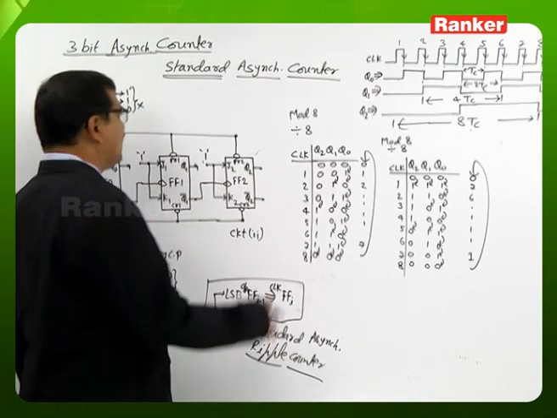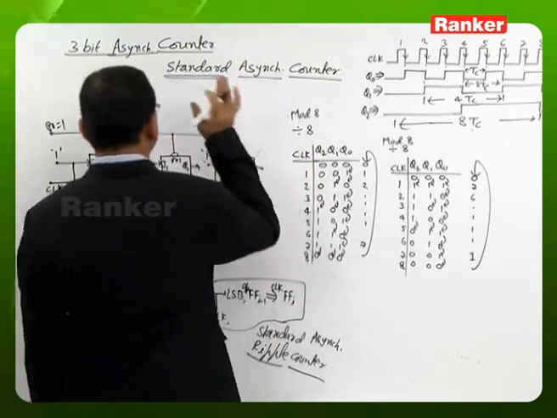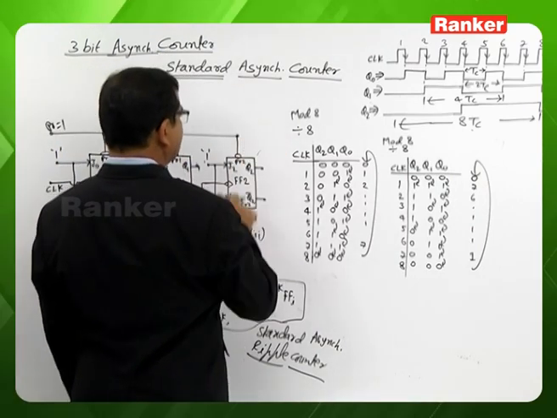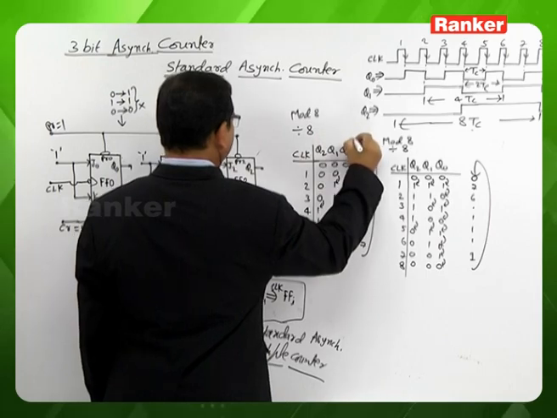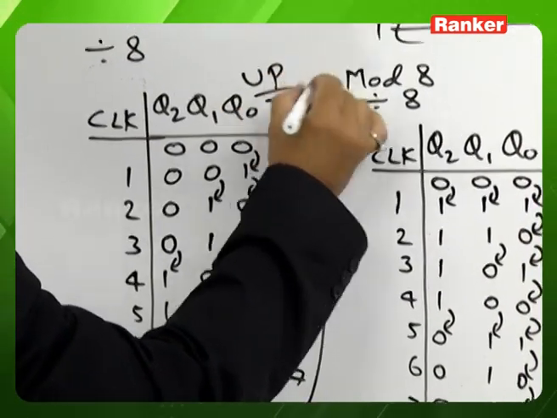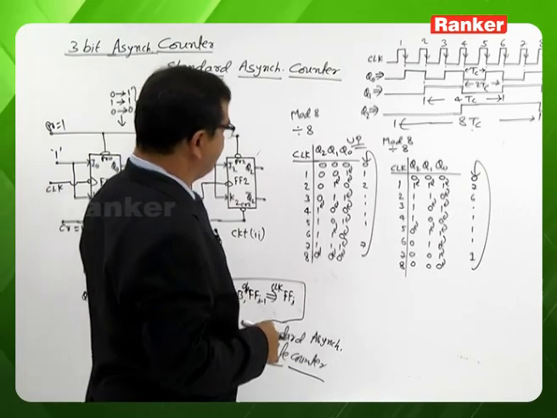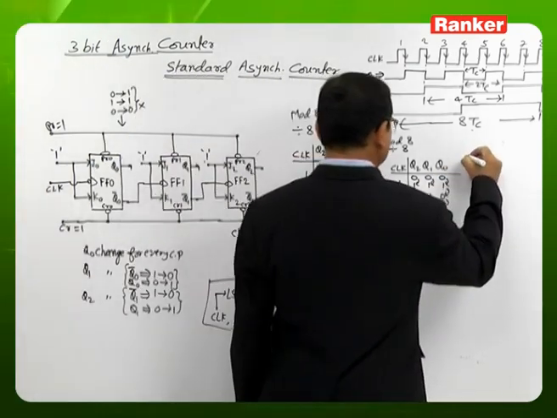Circuit 1 we name as mod 8 or divided by 8, or simply a 3-bit ripple or asynchronous up counter. Whereas circuit 2 we name as mod 8 or divided by 8, or 3-bit ripple or asynchronous down counter.